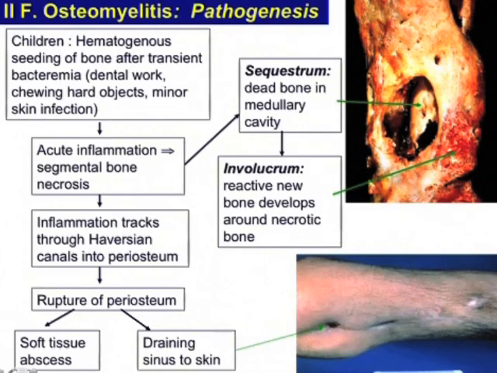So this is showing you this dead bone that's all necrotic. We call that the sequestrum, which is the dead bone down in the medullary cavity. And then you get new bone and blood vessels that come out around to try to heal, and that's called the involucrum.